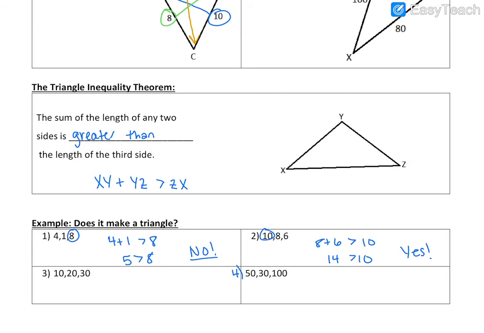So for number 3, that one might be tricky, but 30 is not greater than 30. It's equal to, but it doesn't say or equal to. It just says is 30 greater than 30. So your answer is no, that doesn't form a triangle. For number 4, you're going to have 80 greater than 100. That also does not work. That is no, that does not form a triangle. So the only one that forms a triangle here is number 2.